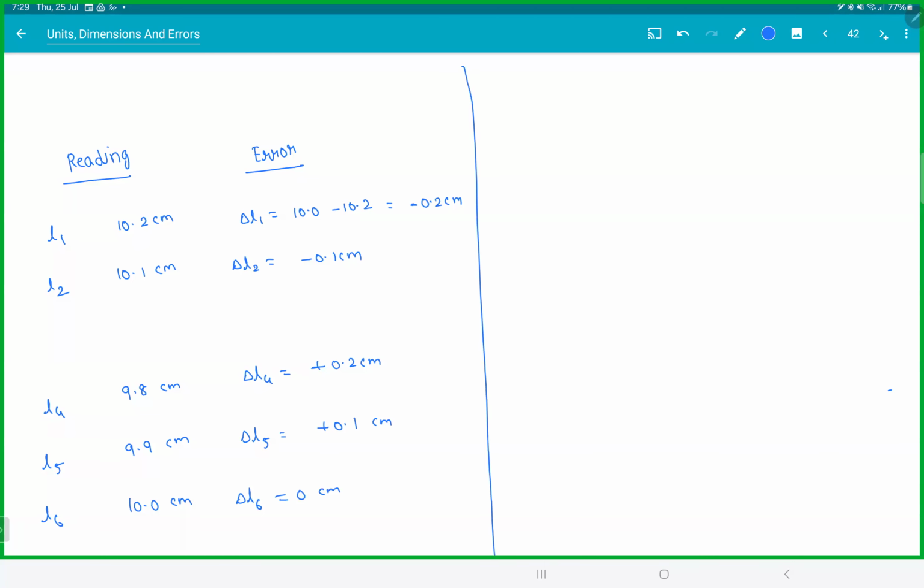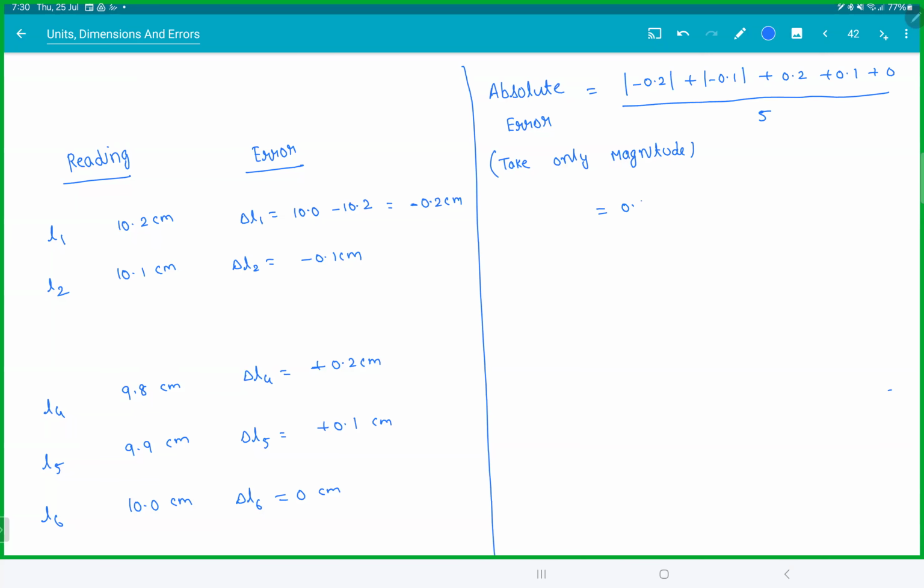Now we never add the errors directly. We always have to take the maximum worst case. So we take all errors as additive. Later on, you'll see the reason why you should always add the errors. So we take the absolute error, that is, we take only the magnitudes. We don't take the negative values. So this would be mod of minus 0.2, mod of minus 0.1, 0.2, 0.1, 0, divided by 5. This turns out to be 0.6 centimeter by 5.